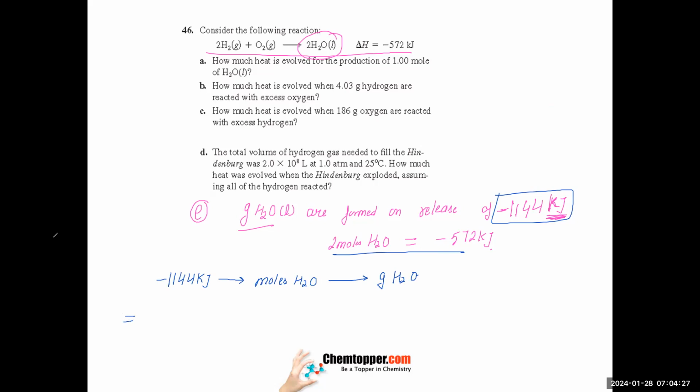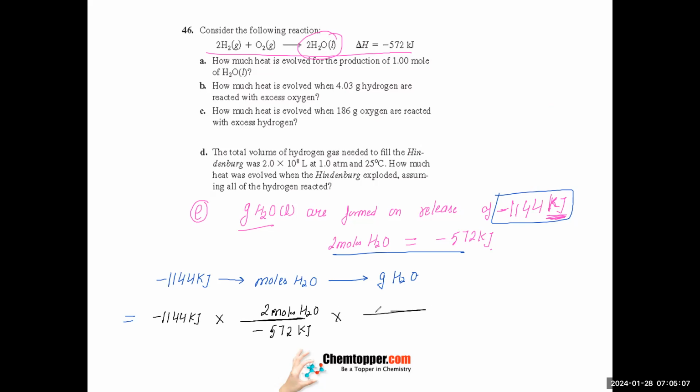Sorry. Okay, good. So let's start. Minus 1144 kilojoules times first ratio. Tell me the ratio. What should I plug in here and here? Yes, this time I'm going to take moles of water in the numerator because I want moles of water. In the denominator, it will be minus 572 kilojoules.